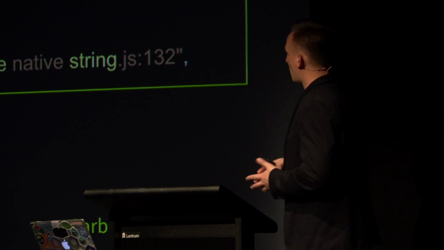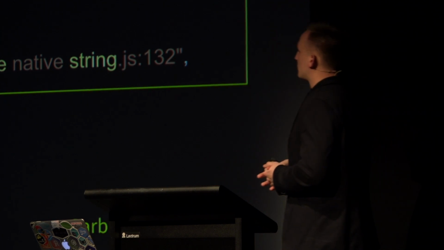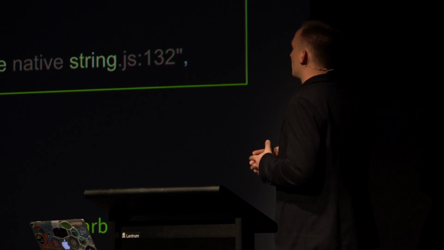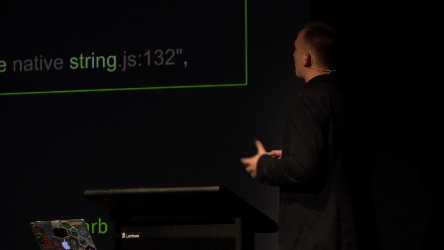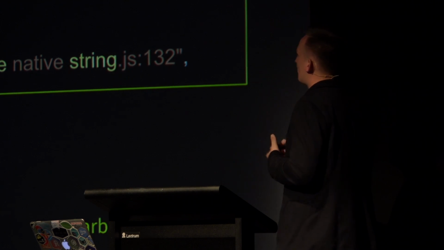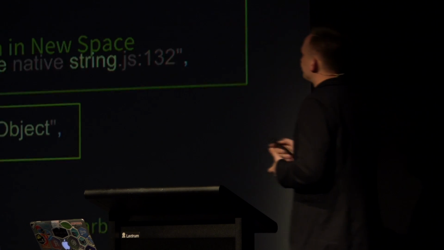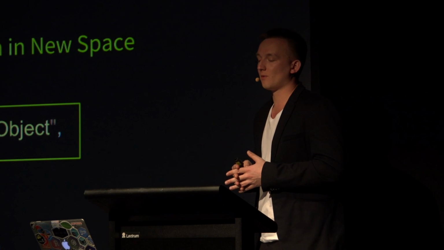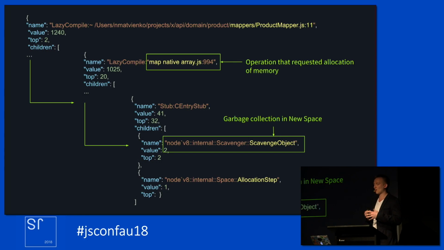What we can do is find Scavenge object slow, look at the text representation command, and figure out by going back which JavaScript function required memory allocation and cleanup of the memory. So the CMS helper is a problem. The same example with the product mapper, which did a map of a big array. Since it required memory for new items, garbage collection called Scavenge object and the allocation step.